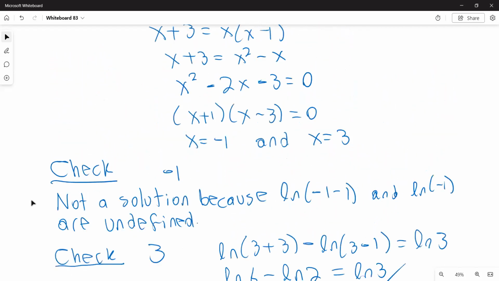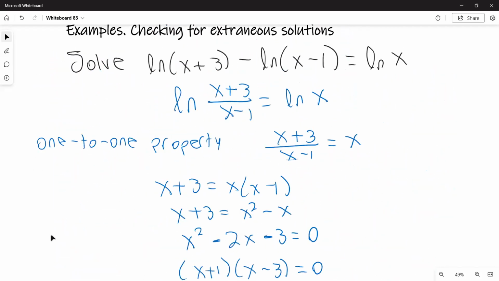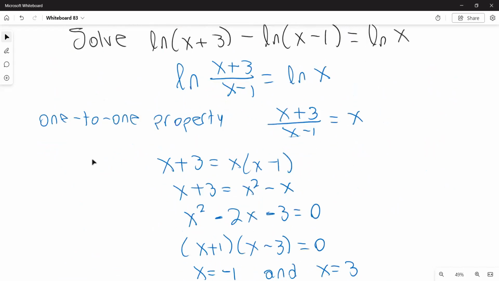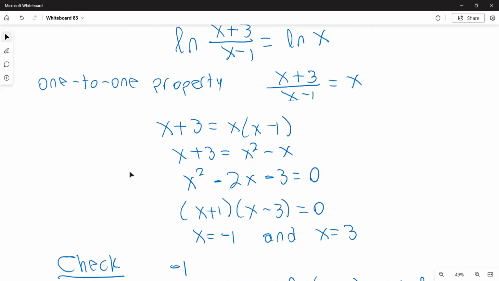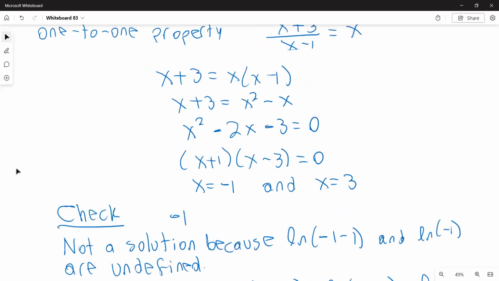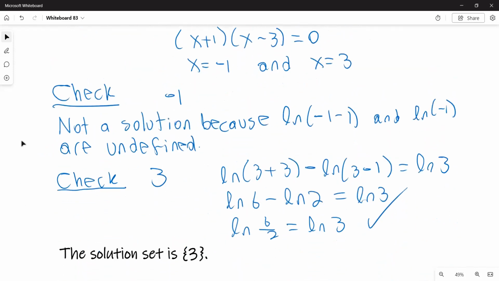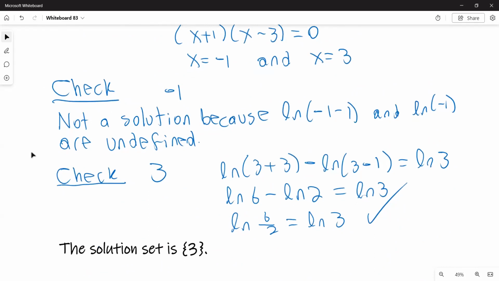So let's look back again. I started with a logarithmic equation. That equation, by using the properties of logarithms, became a quadratic equation. The quadratic equation had two solutions, but only one of those solutions was a solution of the logarithmic equation. And this is in the book.